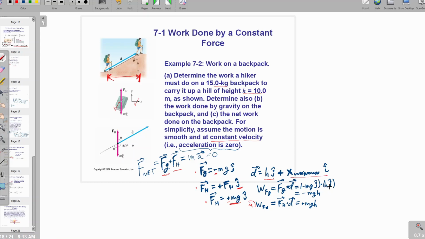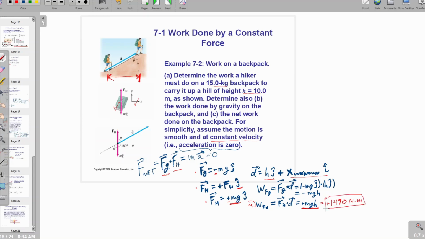I take the dot product between these two, and I get plus mg times h. Multiplying together the two y components, and the x component of the force is 0, so that part goes away when I take the dot product. So I could plug in numbers, and if I plugged in the 15 kilogram mass times g, which is 9.8 meters per second squared, times h, which is 10 meters, I would get that this is plus 1470 newton meters. This would be my answer to part A.